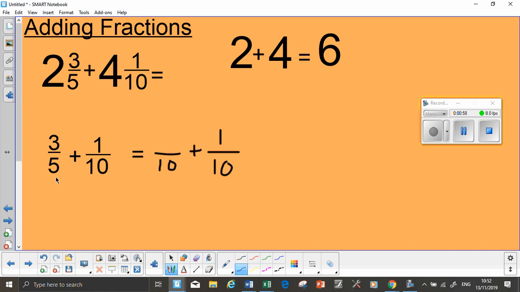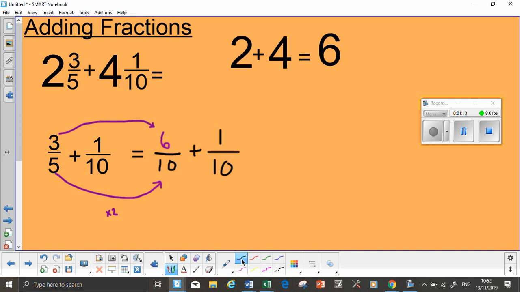3/5, you say to yourself, what have I done to 5 to get to 10? So I've multiplied that by 2. So I must multiply my 3 by 2 as well. So 3 multiplied by 2 is 6.